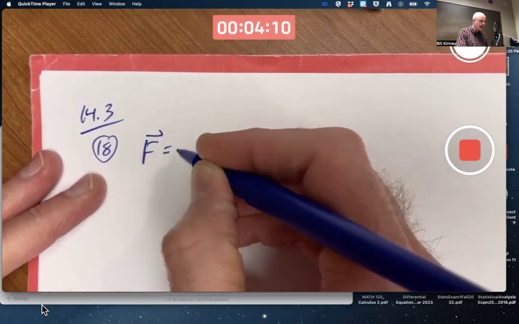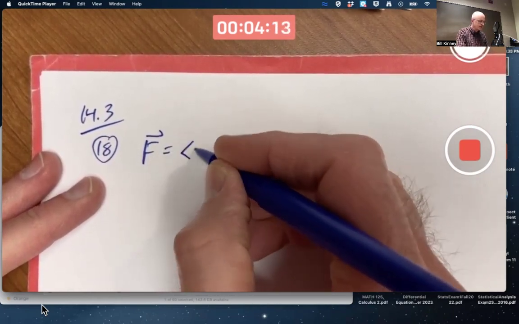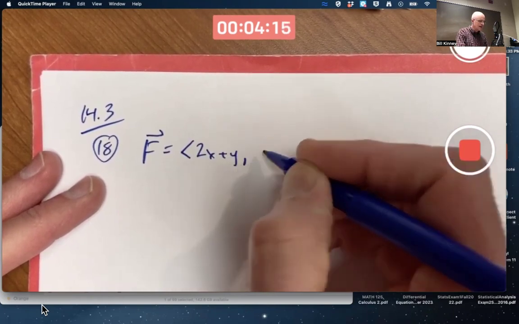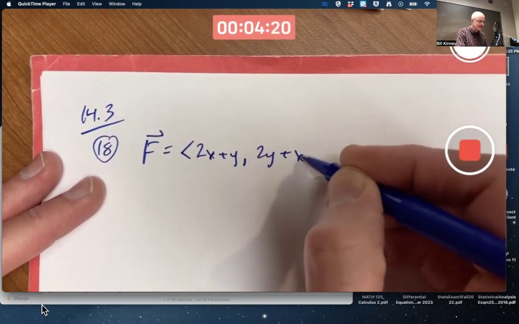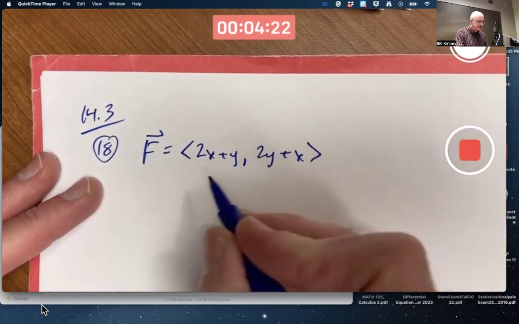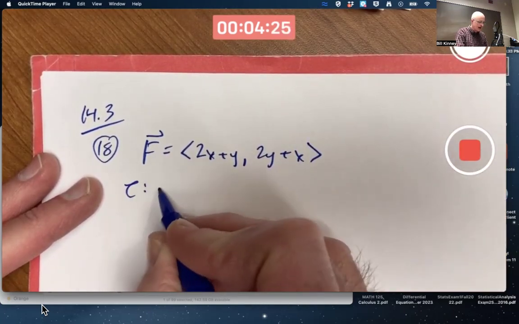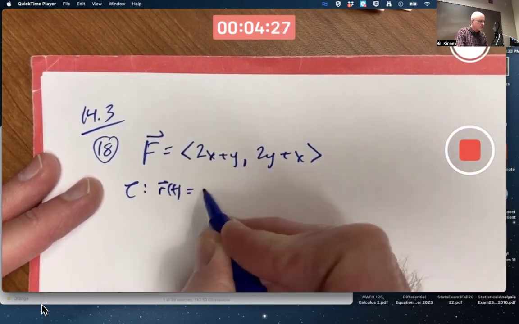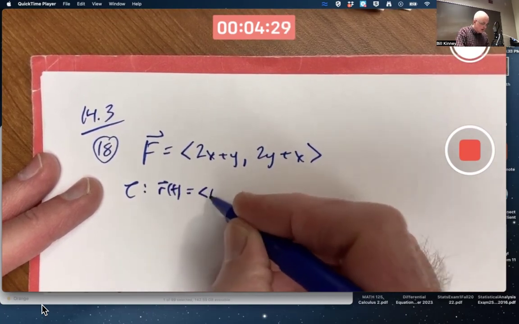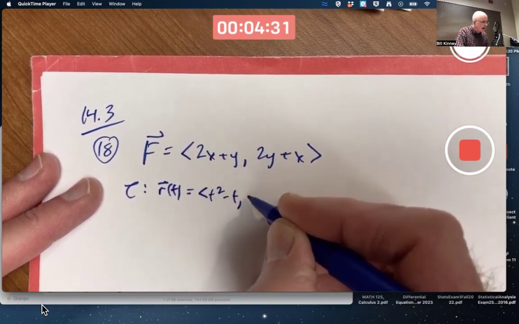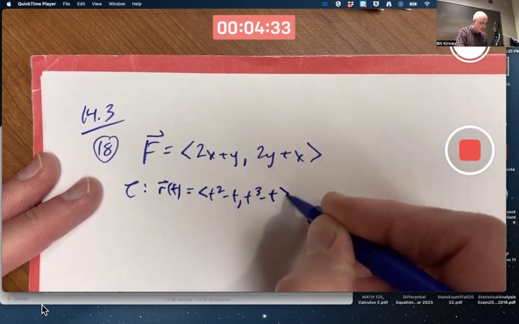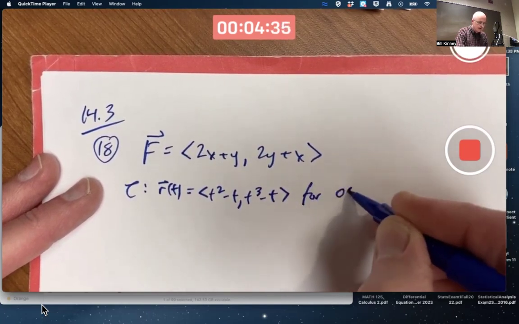The vector field was F equals ⟨2x + y, 2y + x⟩. And C is the curve parameterized by r(t) = ⟨t² − t, t³ − t⟩ for t between 0 and 1.